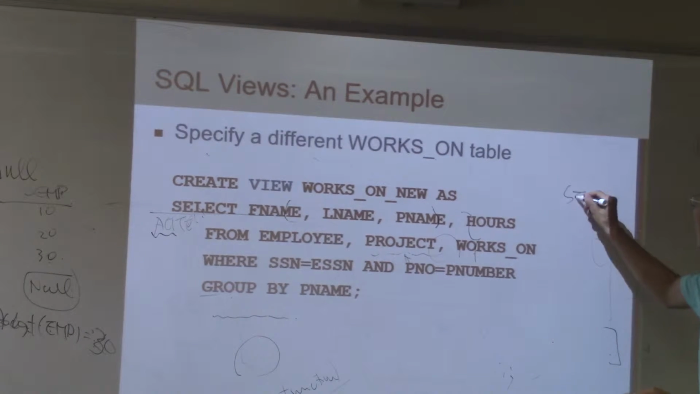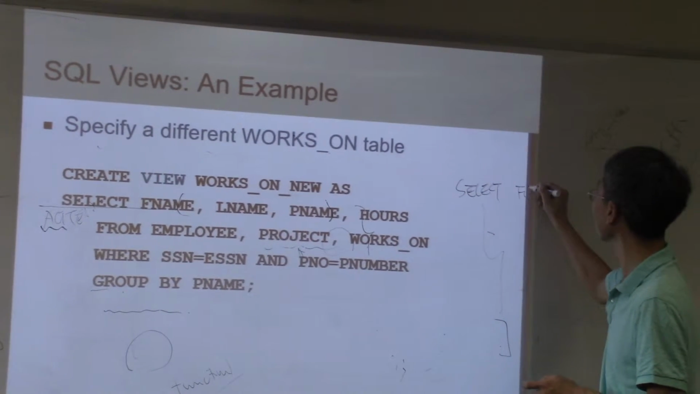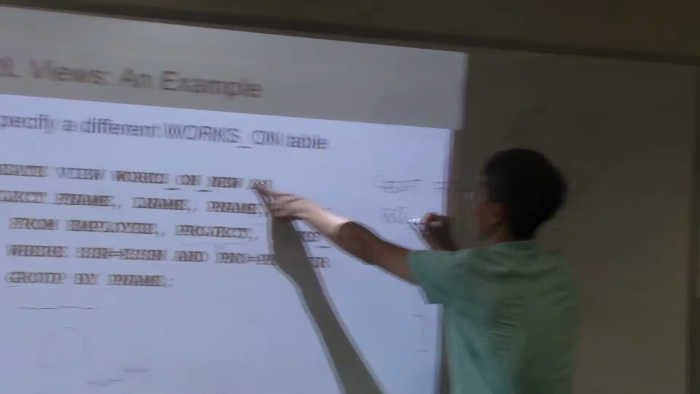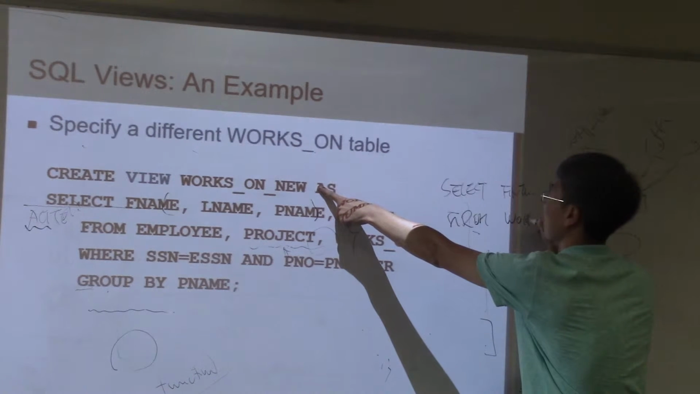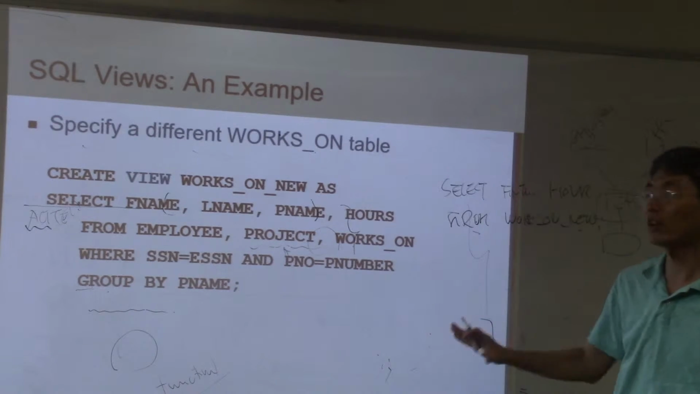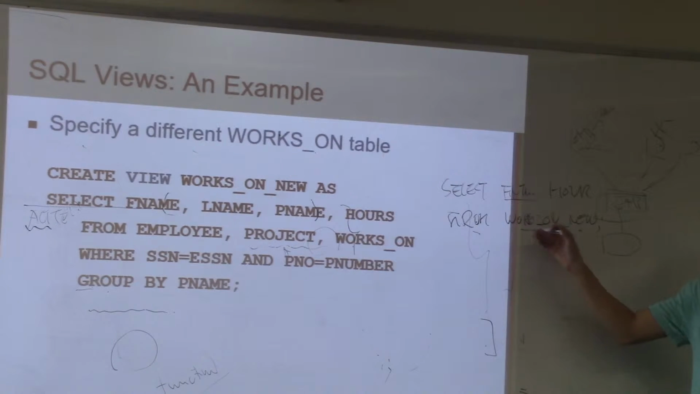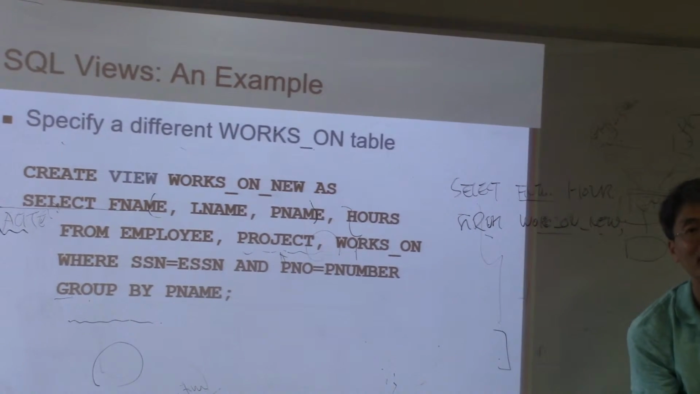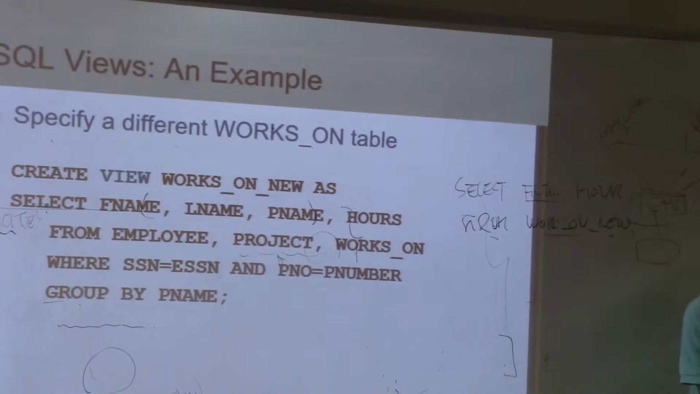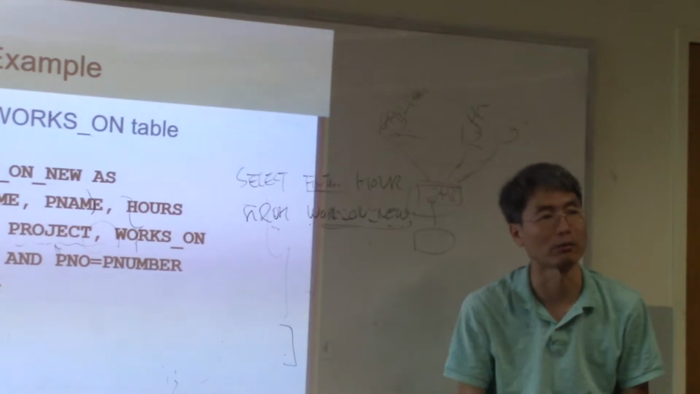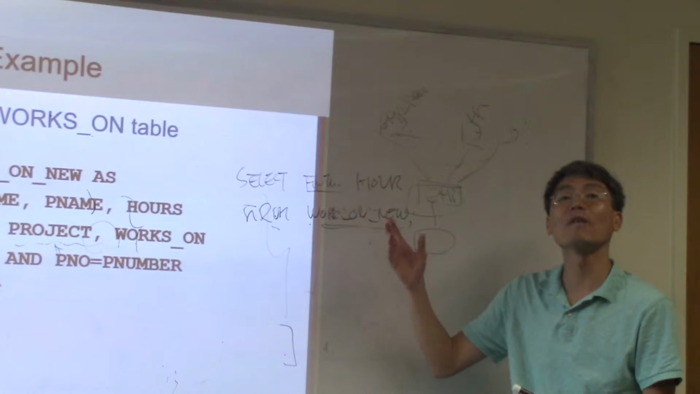use a select statement: select first name, hours from the view. That's it. Then this will be executed. It looks like a table, right? You don't know what's going on inside; it's an abstraction level. From the user's point of view, it looks like a real table. But it's not a real table, it's a view.